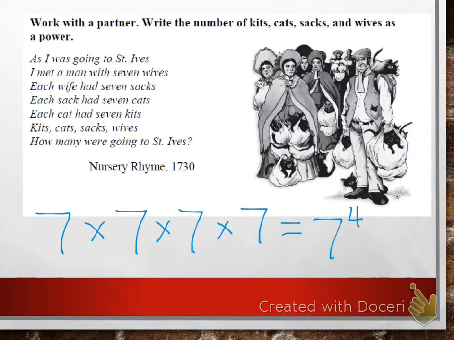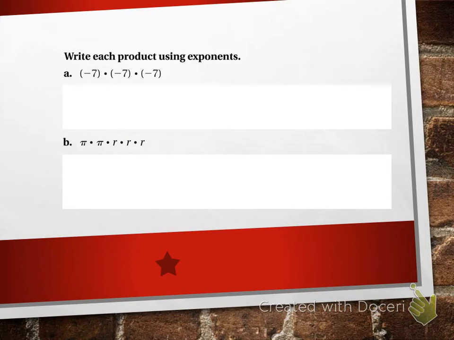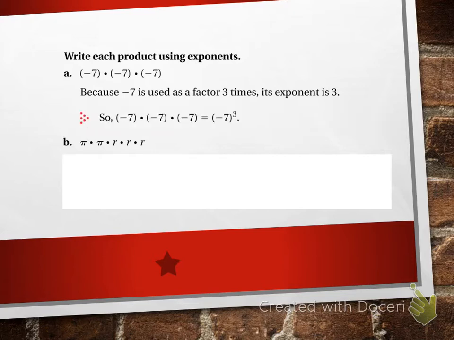So let's look at some more examples. Write each product using exponents. Now I want you to be careful when your base is a negative number. You must always keep the base with the parentheses around it because it's going to make a difference. Because negative 7 is used as a factor 3 times, its exponent is going to be 3. So you've got your base of negative 7 with parentheses around it, with an exponent of 3. So that's how you're going to write it using exponents.